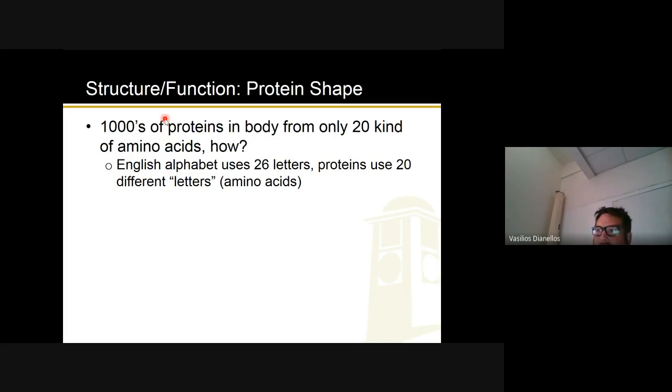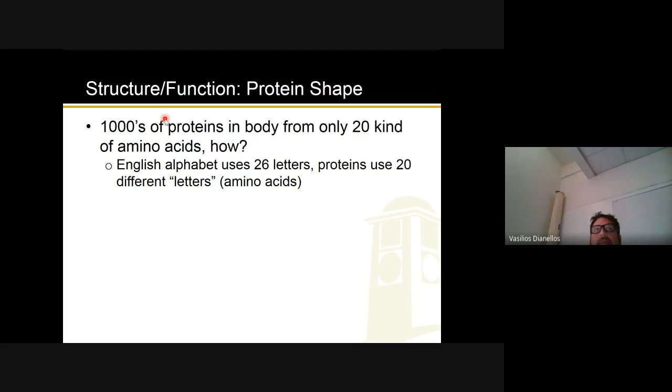I shouldn't say exactly because we don't know exactly, but we have a pretty good ballpark figure. So the question is then, if humans have all these thousands of different proteins, but we only have 20 different kinds of amino acids, how is that possible? And your book uses a great example.